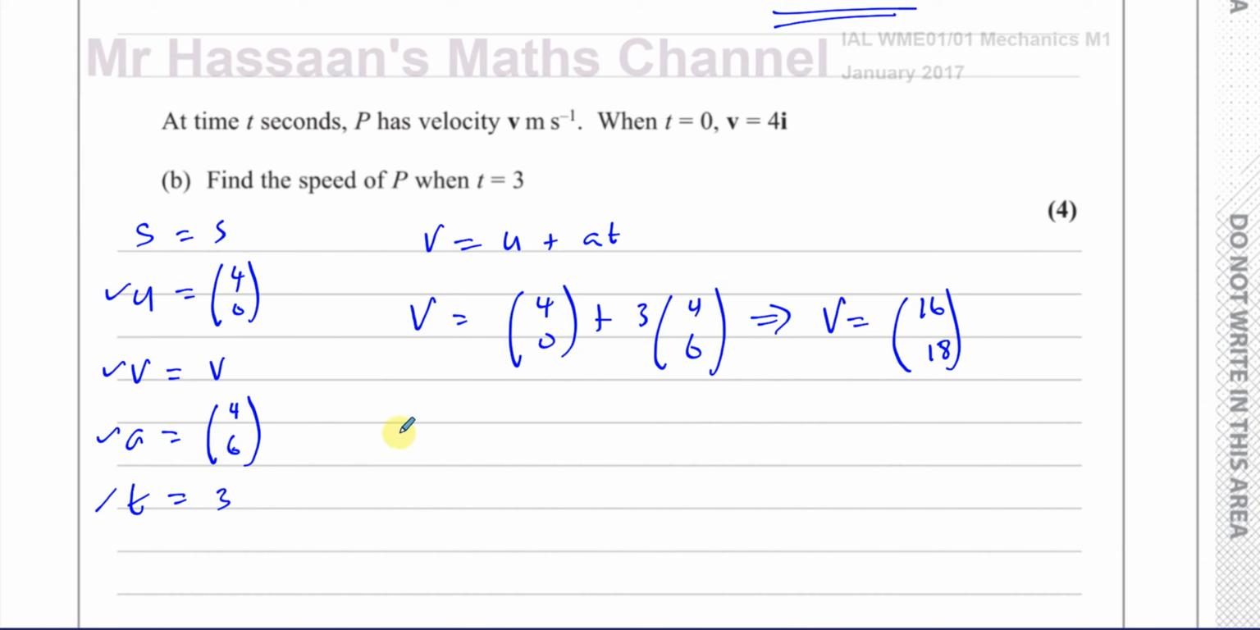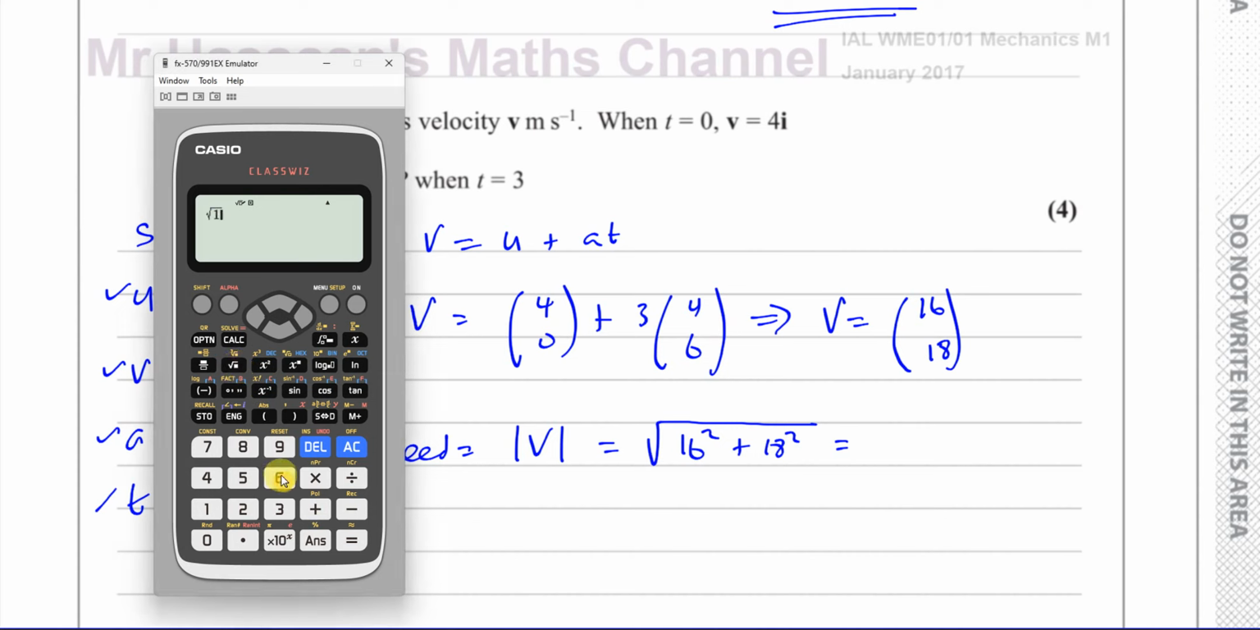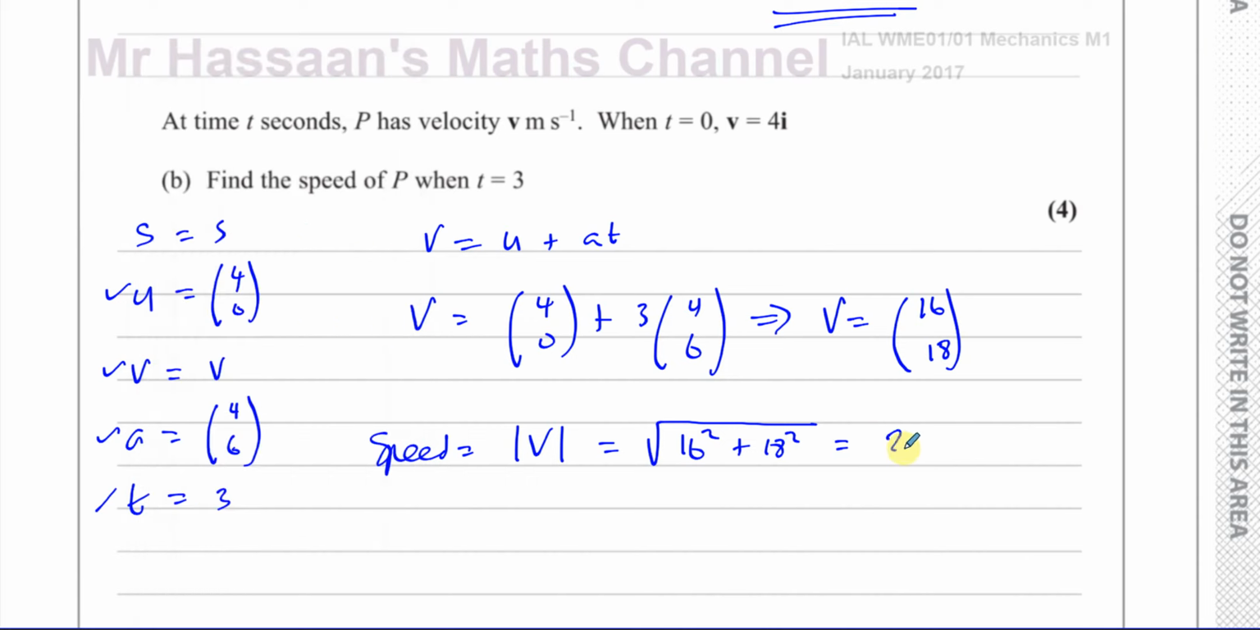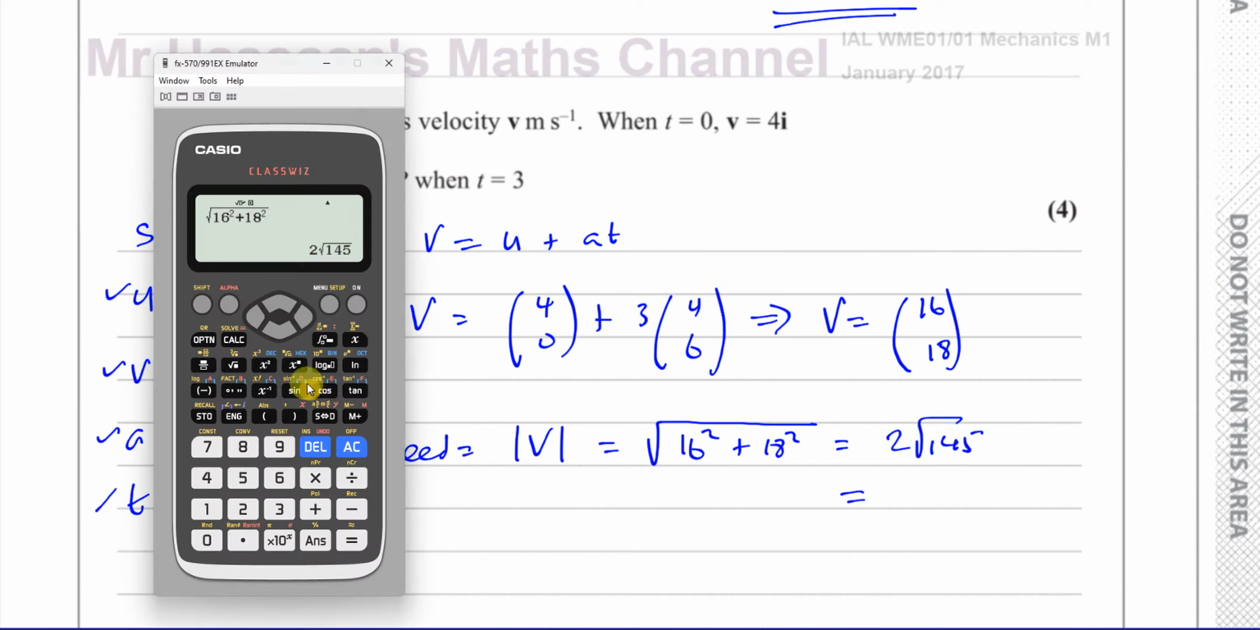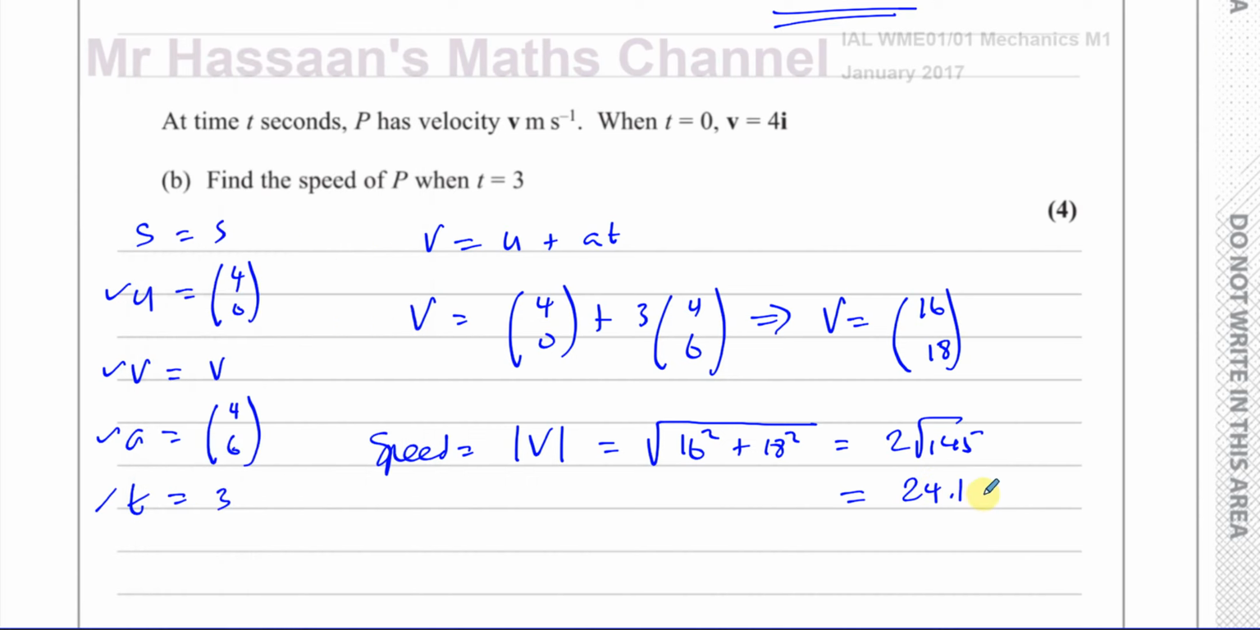All right. So we know the speed is the magnitude of the velocity. So we've got to find the magnitude of this, which is the square root of 16 squared plus 18 squared, which will give us our answer. That gives us 2 root 145, which we can round to 3 significant figures, giving 24.1 meters per second. That's the speed.